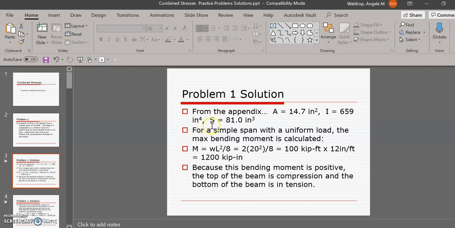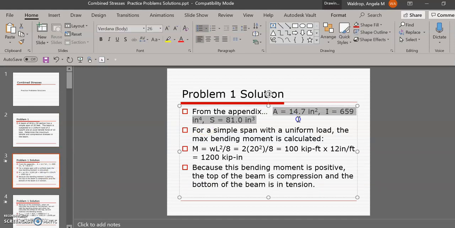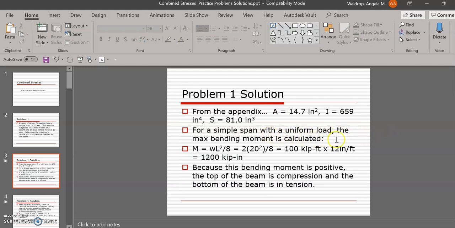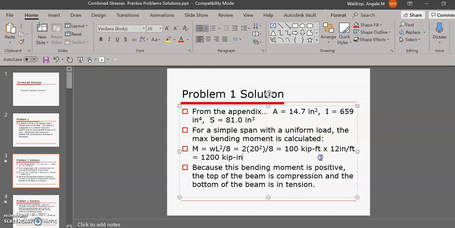Okay, now from the appendix, I have to look up some information, and I get this directly from the appendix, from the wide flange 16 by 50 area. For the simple span, the maximum bending moment is calculated, and this here is from table 13.1. Remember we looked at that in chapter 13. Because this bending moment is positive, the top of the beam is going to be in compression, and the bottom of the beam is in tension. That's very important to know, because that will allow us to figure out what our signs are when we add all the stresses together.